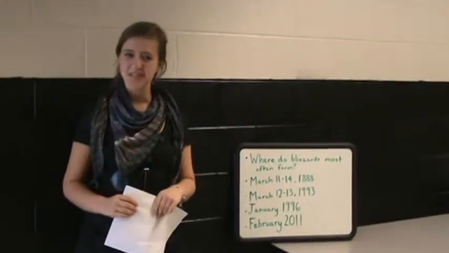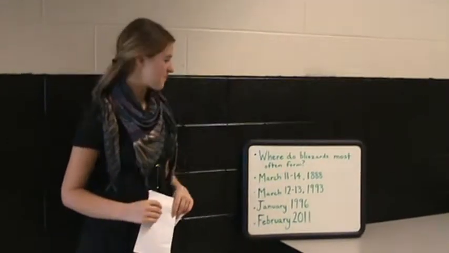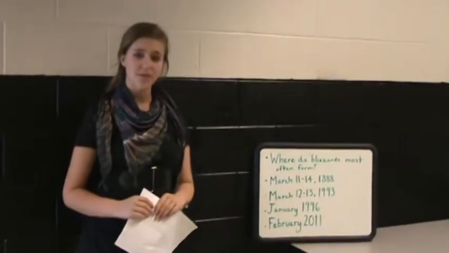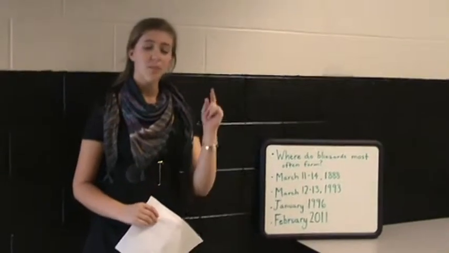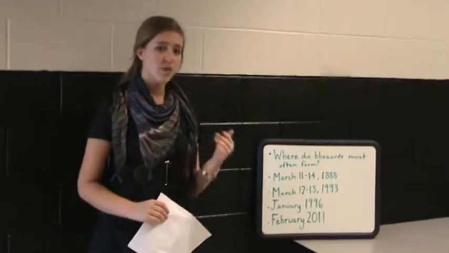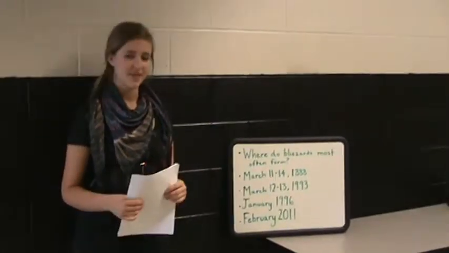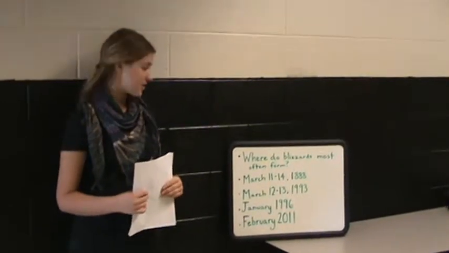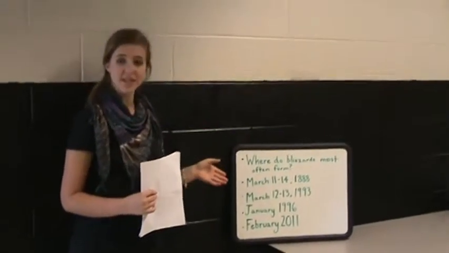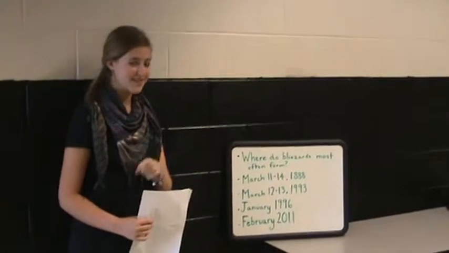Hello, and welcome to another Cindy Storm Summary. Where do blizzards most often form? Well, in the United States, blizzards most often form in the Atlantic to New England area due to polar winds colliding with winds from the Gulf Stream. Storms that form in these regions are known as nor'easters. Write that in your notes.